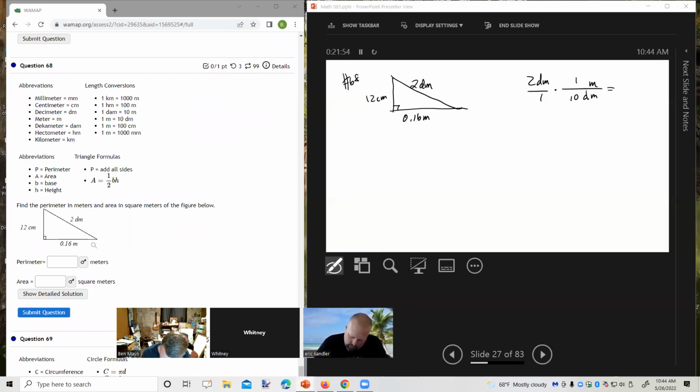So this would be 2/10, or 0.2 meters. Then 12 centimeters: 1 meter is 100 centimeters. So that would be 12/100 or 0.12 meters. So now I have all 3 dimensions written in units of meters. The perimeter is the sum of all 3 sides.